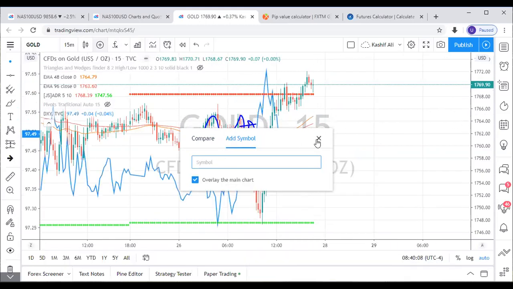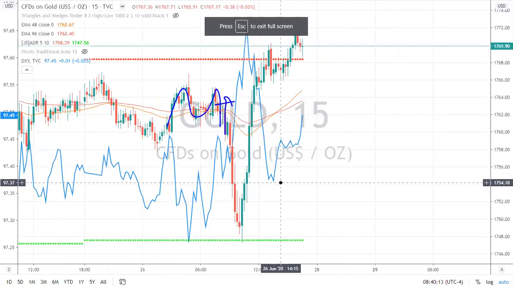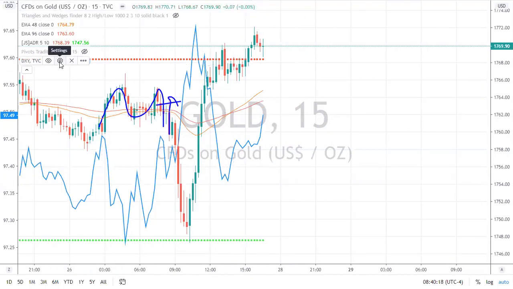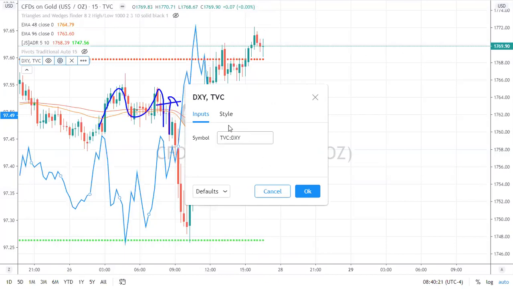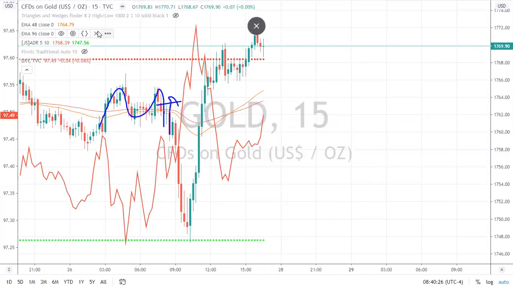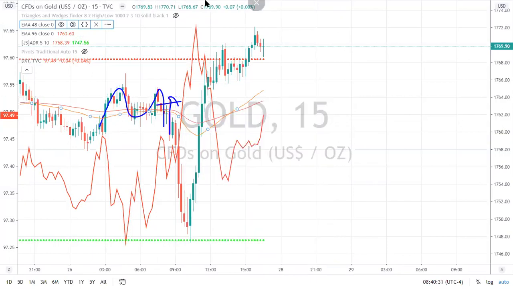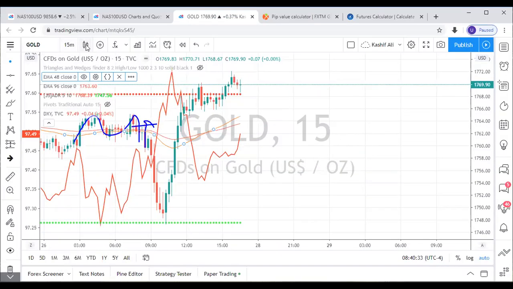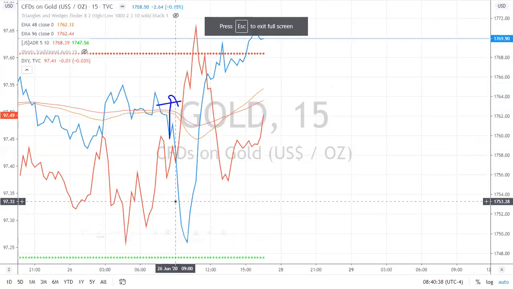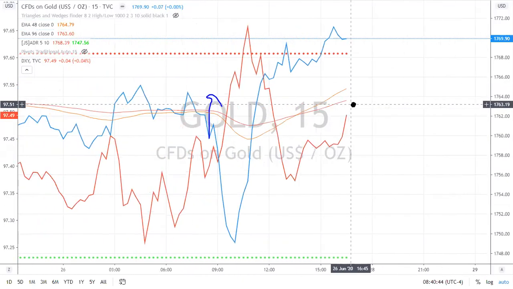So yeah, I will make it, so here, this is DXY. I will make it red. You know, this one, let's make it red, and let's make this one a different style. Yeah. I will close this. So it's kind of, you know, yeah.